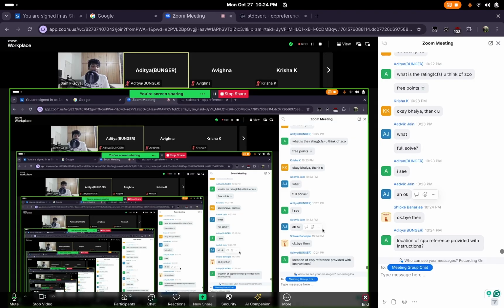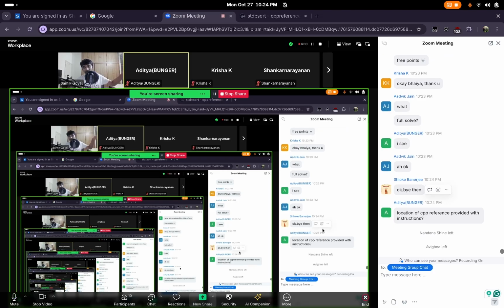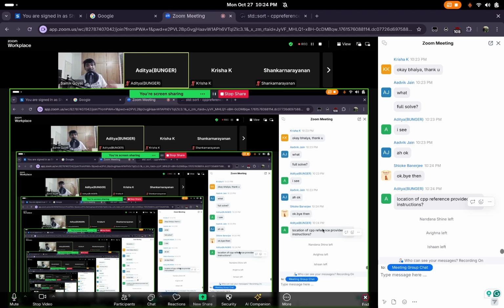Location of CPP reference provided with instructions. It will be in the instructions. Read the instructions. They'll write, okay, you can find CPP reference at this URL, at this directory on the computer. Just open that up.